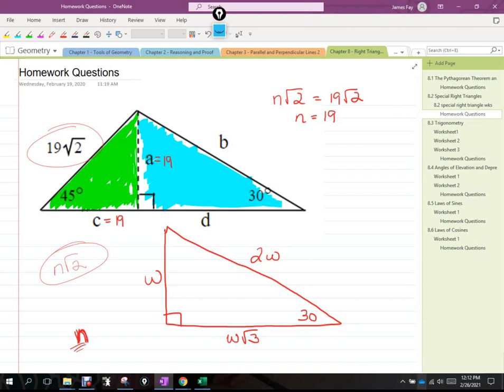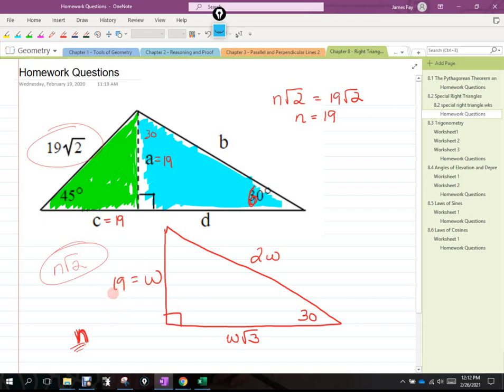Because what I think people do is they say, well, n over here was 19. So then they're going to come over here to a 30, 60, 90. If this was a 30-degree angle up here, and this was 60, this would be n right there. And they say, oh, that's got to be 19 because it was n over here. But it's not 19. Does that make sense? So this is ultimately starting a brand new problem with a new dimension here of 19.